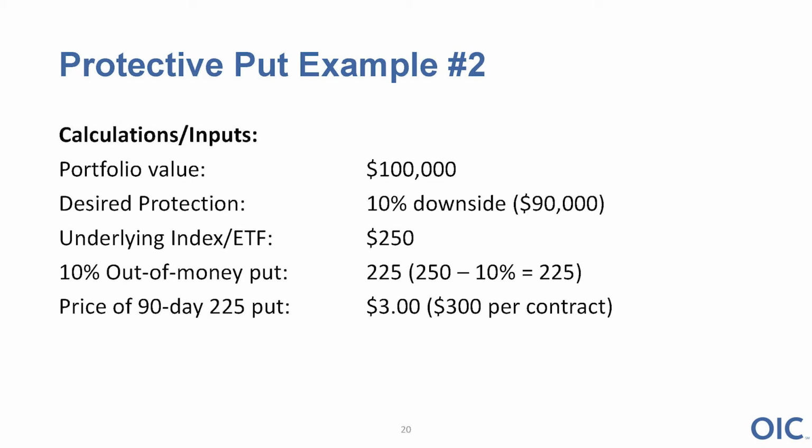So we basically take 10% of 250, which is 25, subtract it from 250, and that gets us to 225. So we're looking to target the 225 put. We see 90 days out, the 225 put is trading for $3, or $300 per contract. So that's the put we're going to buy.